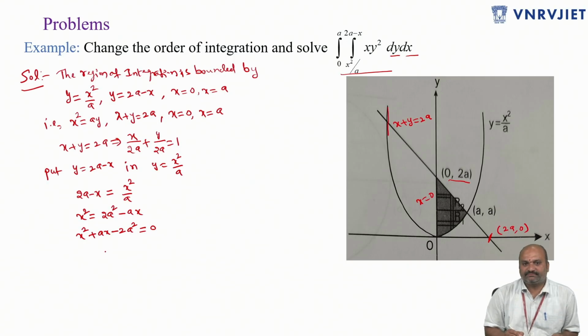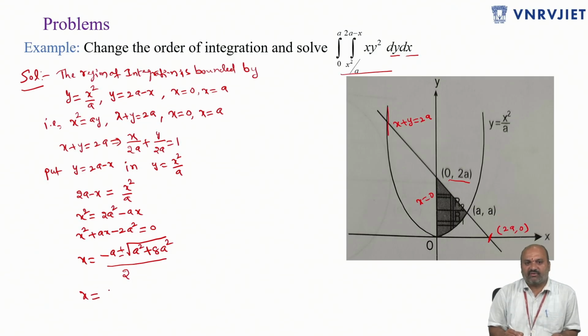Which is a quadratic equation. Let's determine the roots. Here the coefficient of x square is 1, b equals a, and c equals minus 2a square. We use the formula x equals minus b plus or minus square root of b square minus 4ac, divided by 2a. So minus a plus or minus the root of a square minus 4ac, which gives a square plus 8a square, so 9a square, divided by 2 times 1, which is 2.